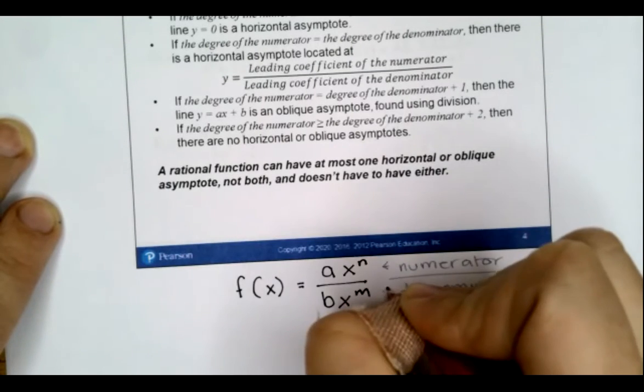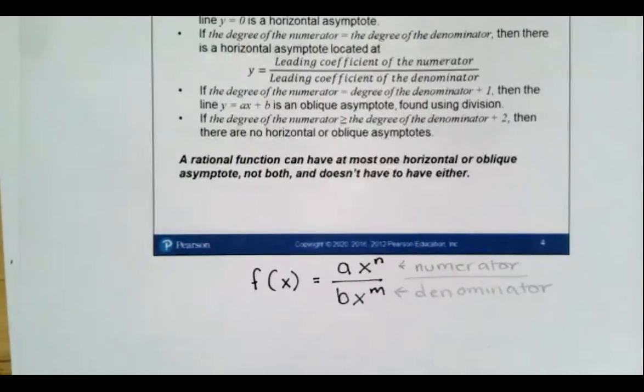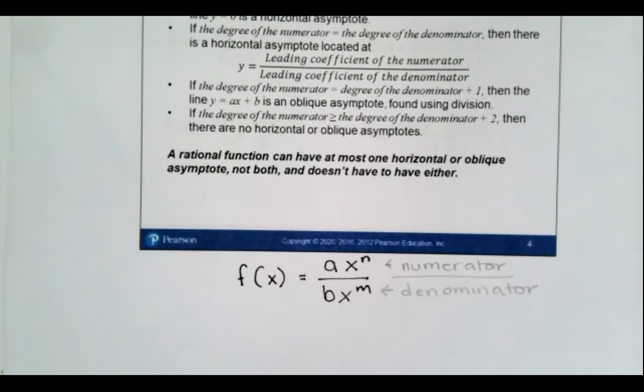So how do we decide whether or not we have a horizontal or oblique asymptote, and what our horizontal or oblique asymptote is? It depends on the degree of the numerator and the degree of the denominator. You could even call that d if you wanted to instead of m, because that's a numerator and that's a denominator. Okay, here are the rules.